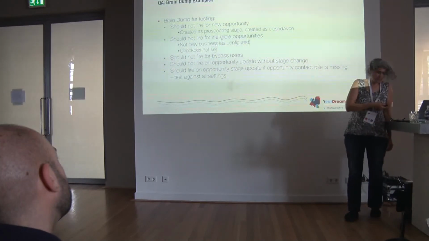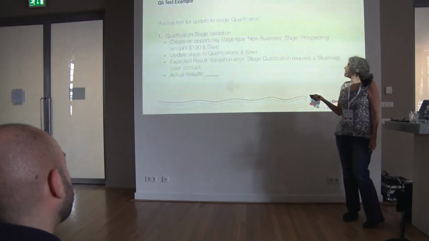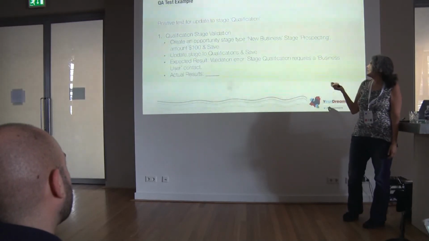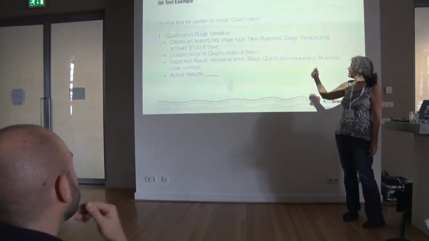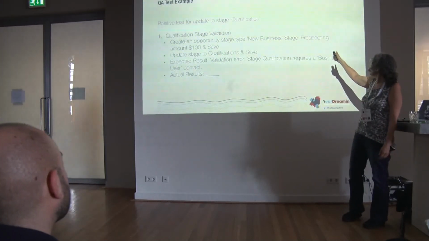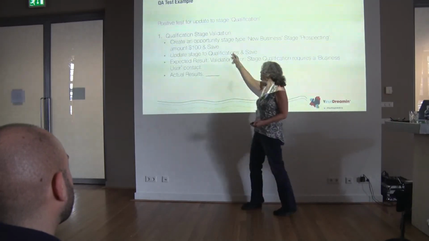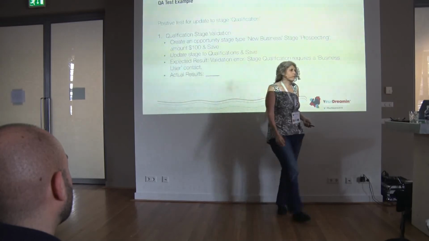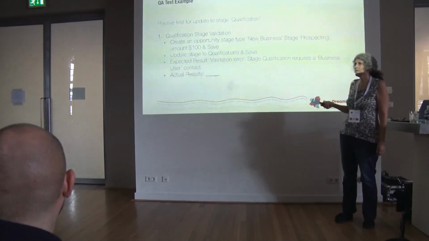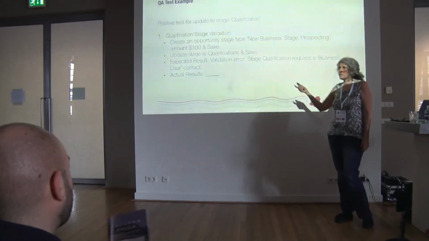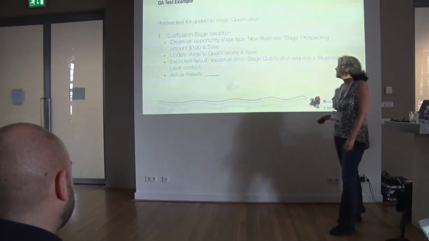So this is a simple test, right? This is a positive test for updating the stage to qualification. So we're going to create an opportunity, type new business, stage prospecting, amount $100 and save. And I really should have had here run as, or don't be an excluded user, right? Run a specific profile, you mean? Or run as a specific user. Yeah, I could be running as a specific user, exactly. That's missing. I should fix that in the deck.